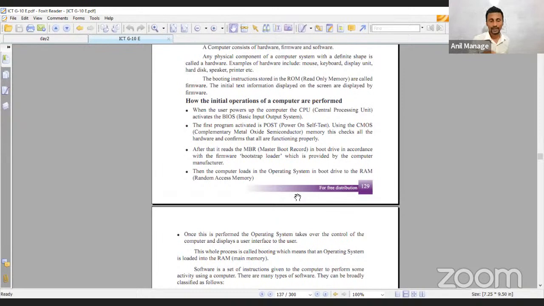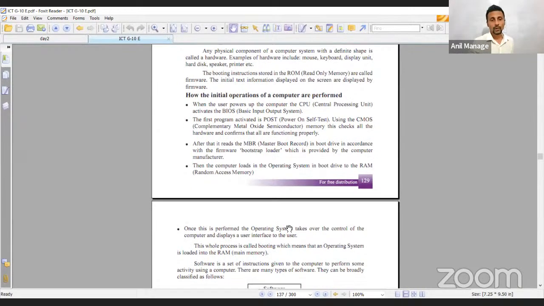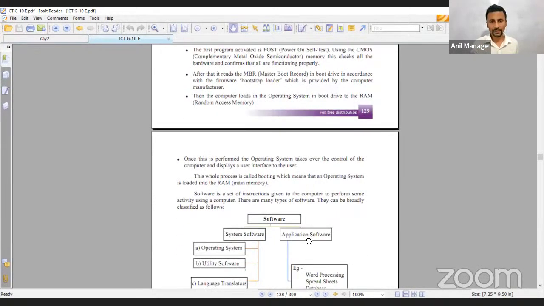After loading that, the operating system takes over control of the computer and displays the user interface to the user. Only then can you see the user interface, which means you can type your username, password, and so on. This part is very important. You will get questions from this part.